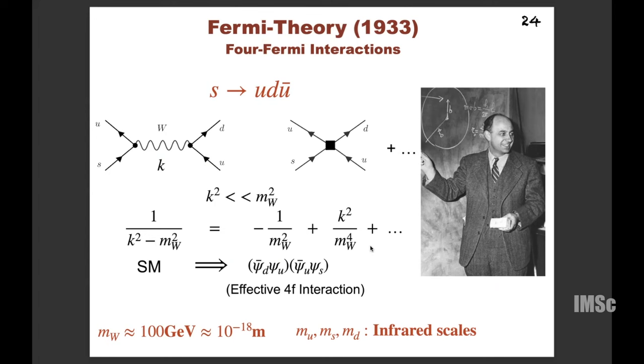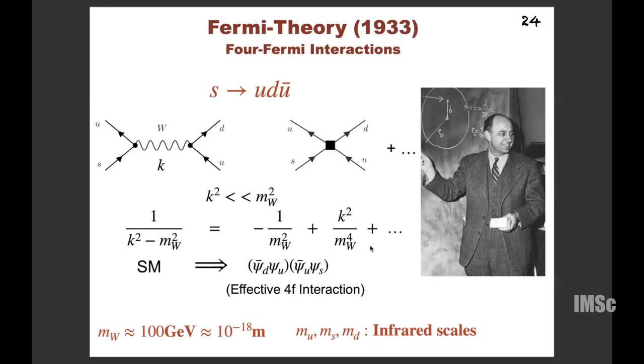We saw that an effective theory also always has some expansion. In this case, the expansion looks like this. It's an expansion in powers of the ratio K over MW. The first term is just one over MW squared, and then you have more terms, which are suppressed by powers of the W mass. This first term represents the Fermi effective interaction, which you can use to describe low-energy processes where the W does not propagate.